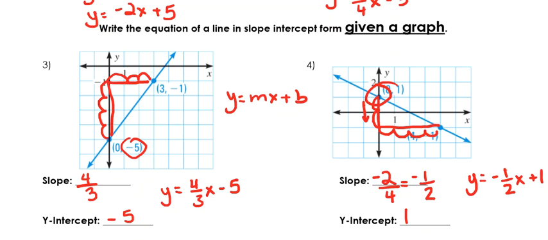And you could put that negative in the middle, like right before the fraction. You could put the negative with the 1. You could put the negative with the 2. They're all fine as long as you only have one negative.